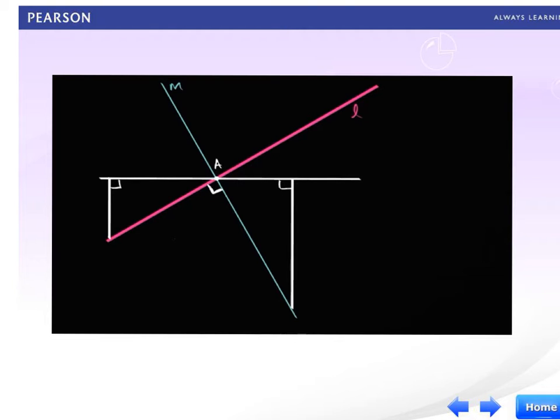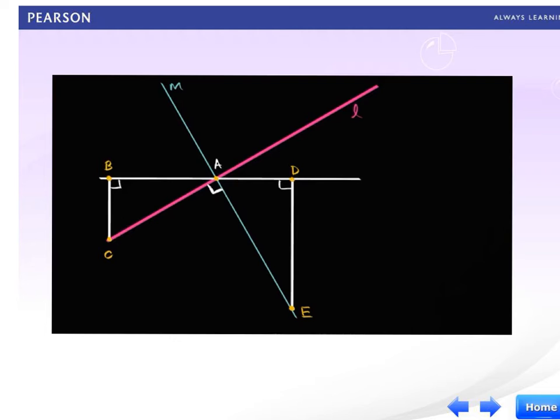And let me now set up some points. So I already said that's point A. Let's call this point B. Let's call this point C. Let's call this point D. And let's call this point E right over here.